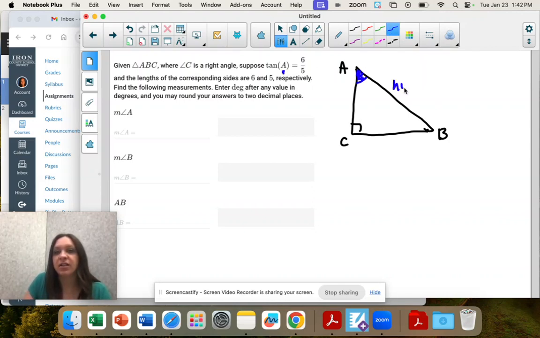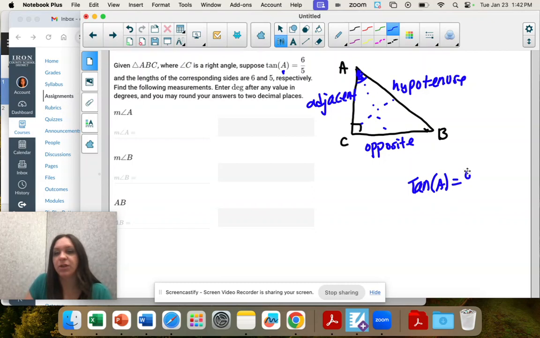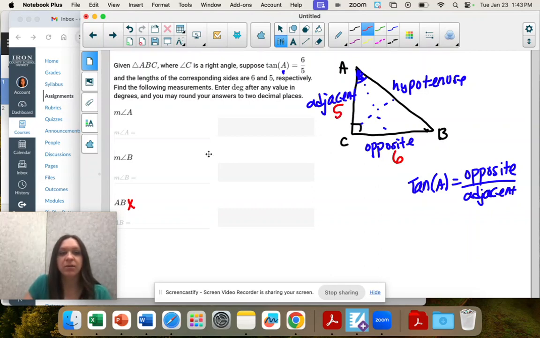Across from the right angle is the hypotenuse. Across from our reference angle is the opposite. And then the side next to it is adjacent. We know tangent of any angle is equal to the opposite over adjacent. So we're given 6 and 5. So 6 is the opposite, 5 is the adjacent. We will find the hypotenuse, AB. So I'm going to call that X.